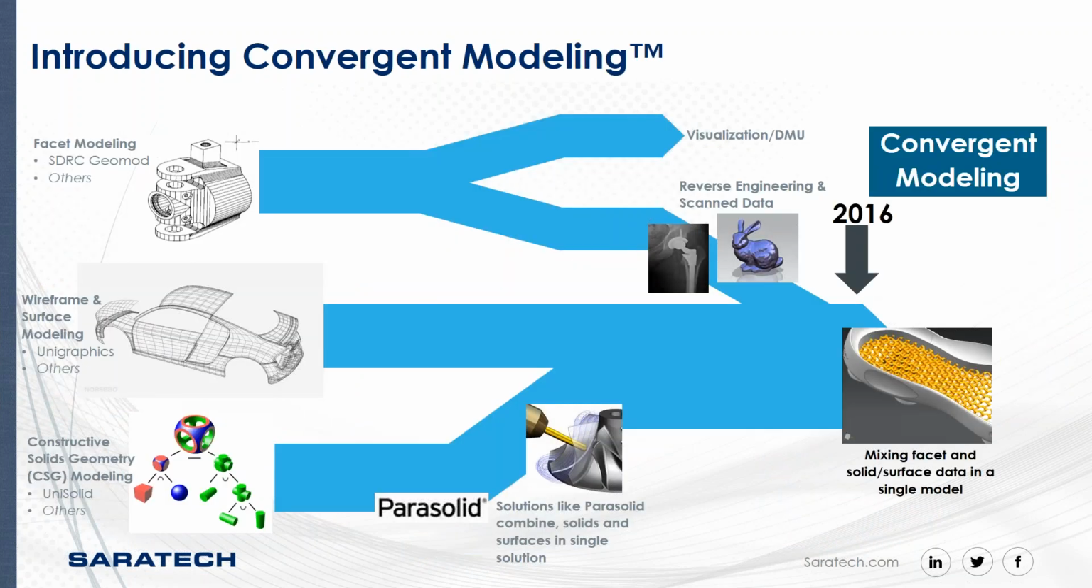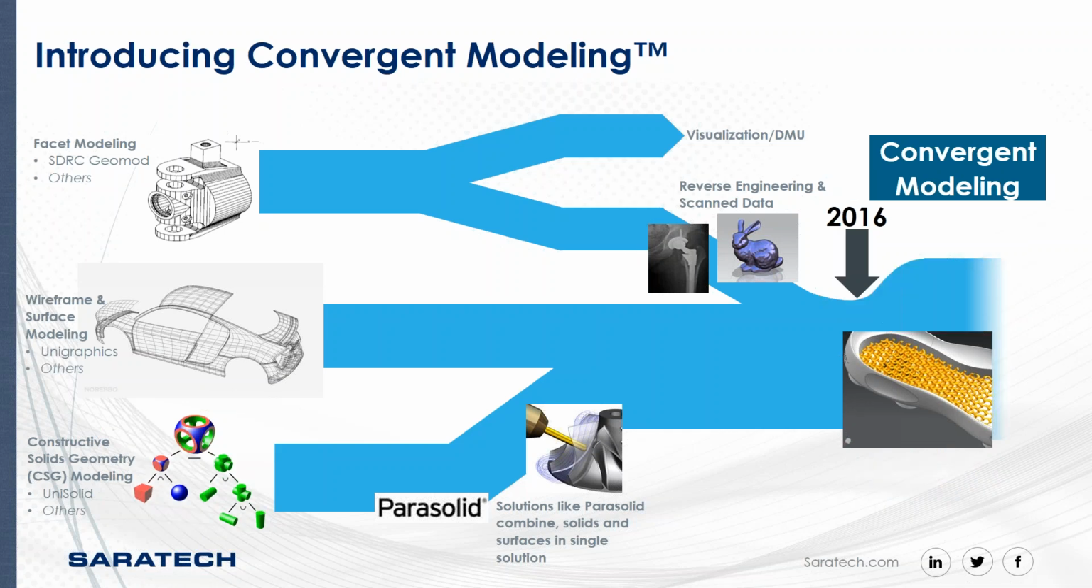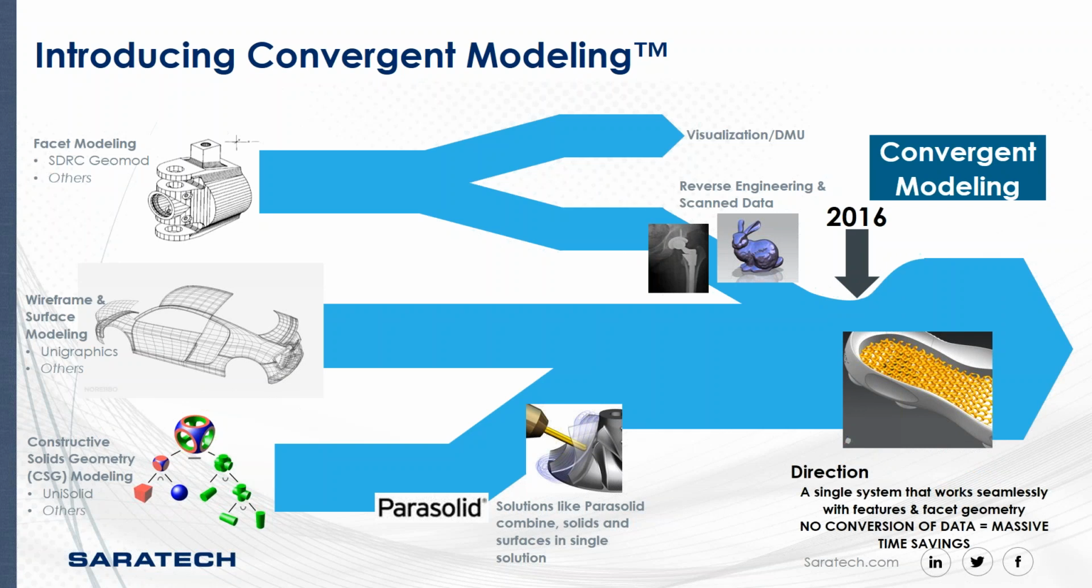So today we have convergent modeling. As of 2016, we have the ability to mix this facet modeling with your solid and surface data in a single model. I'll be stressing this later on in the presentation as well and showing it to you, how you can bring in scanned data, and based off of that data with a seamless conversion, you can start modeling as you would any other part to contour or cater to that scanned data. So the direction that we're moving towards is a single system that works seamlessly with features and facet geometry, no conversion of data, and it saves a lot of time.